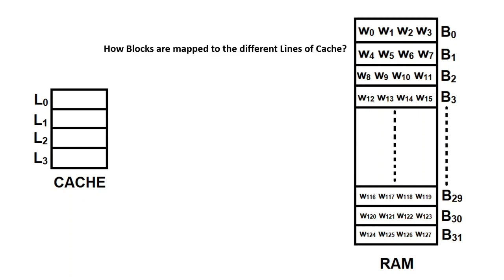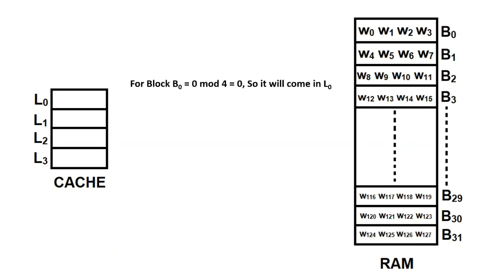Now see how blocks are mapped to the different lines of the cache. Here we apply direct mapping because the cache is a direct mapped cache. According to the previous formula, L equals K mod N. Now see, for block B0, 0 mod 4. Why 0 mod 4? The formula is K mod N, so here 0 is the block index and 4 is the total number of lines present inside the cache. So 0 mod 4 is 0, and 0 is the line index of the cache. So block B0 will come inside line 0, that is L0.